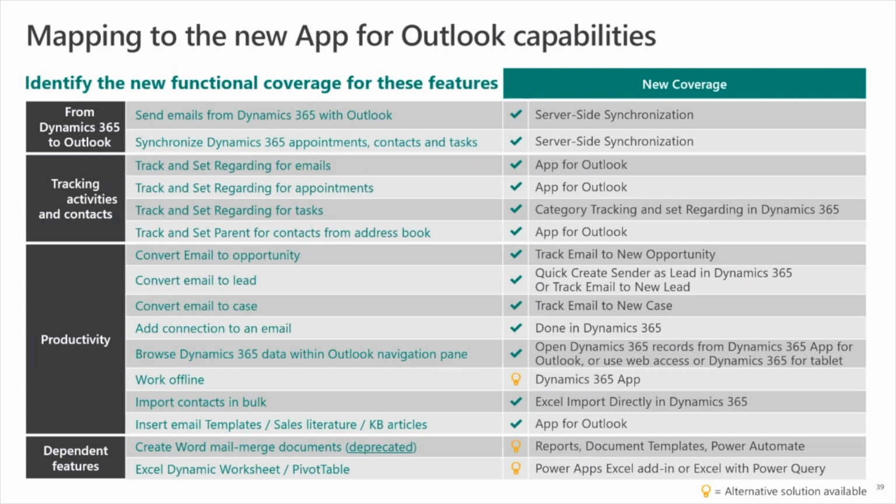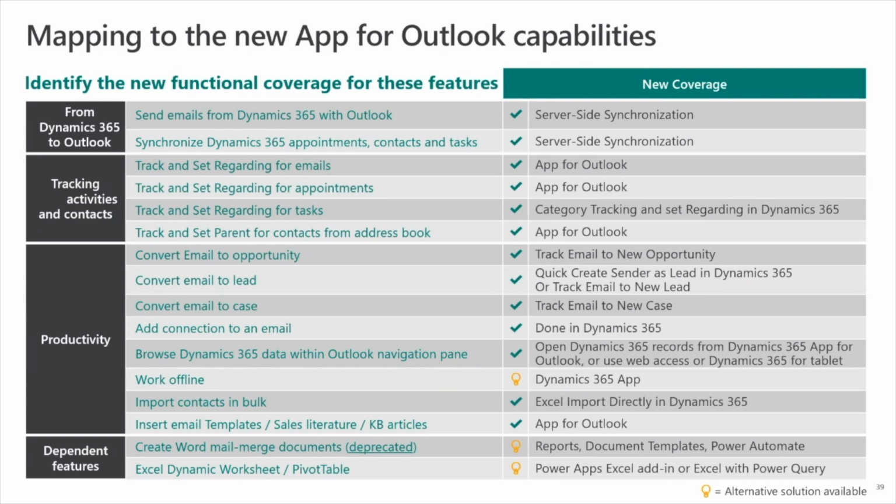In terms of productivity, to convert an email to an opportunity, you should track the email to a new opportunity. To convert an email to a lead, you can use quick create the sender as a lead if it's an unknown sender, and that will create a lead. Or you can track the email to a new lead, and that will create a lead as well. How to convert an email to a case? You just have to track the email to a new case. And there are also ways to pre-fill information, for example, the case title will be using the email subject, things like that, that can be triggered.